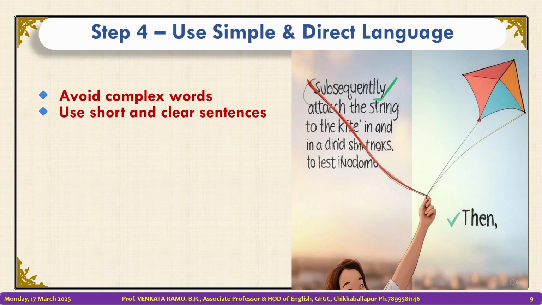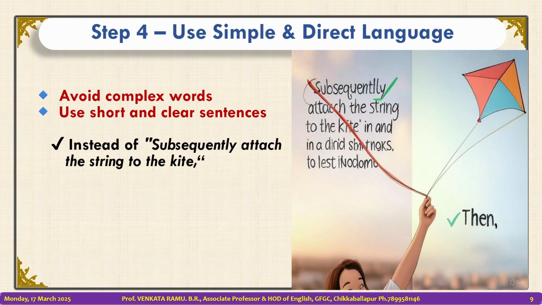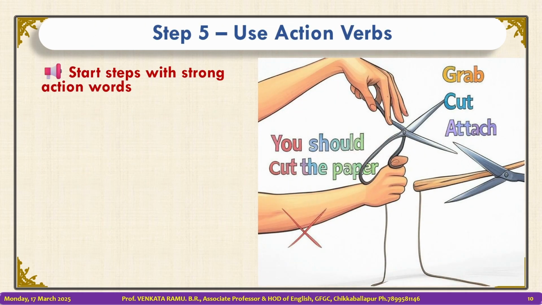Use simple and direct language. Now, here is something important. Use simple words. Avoid long or complicated sentences. Instead of saying, "Subsequently attach the string to the kite," just say, "Then tie the string to the kite." Short and clear sentences help people understand quickly. Let us move on to step 5.